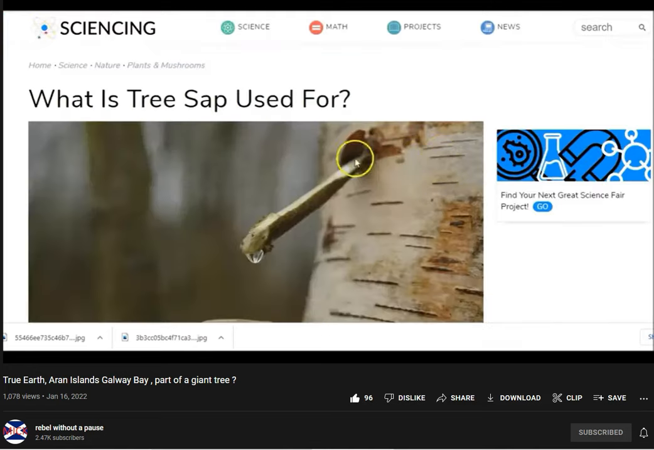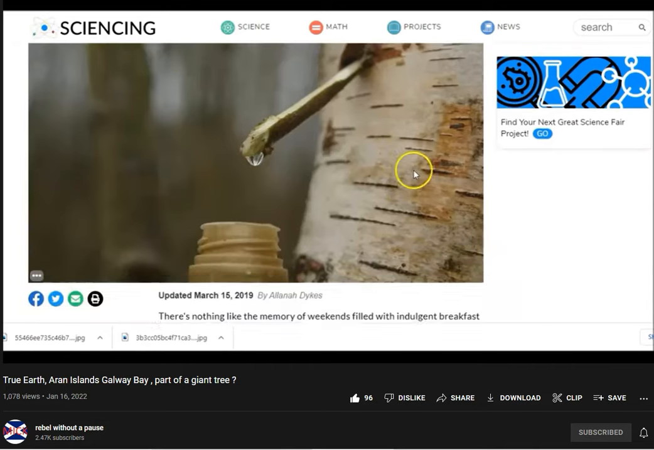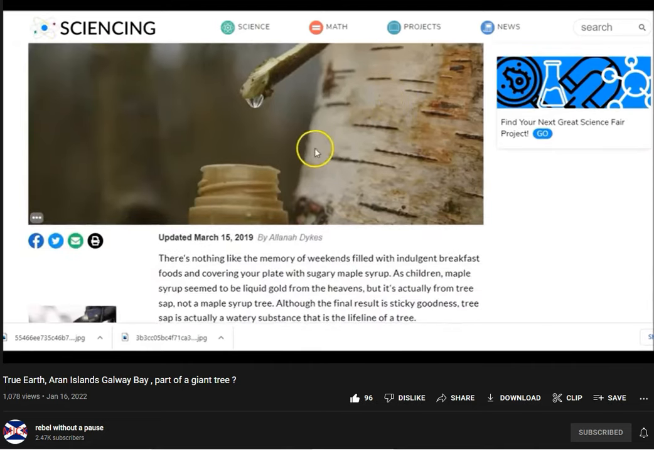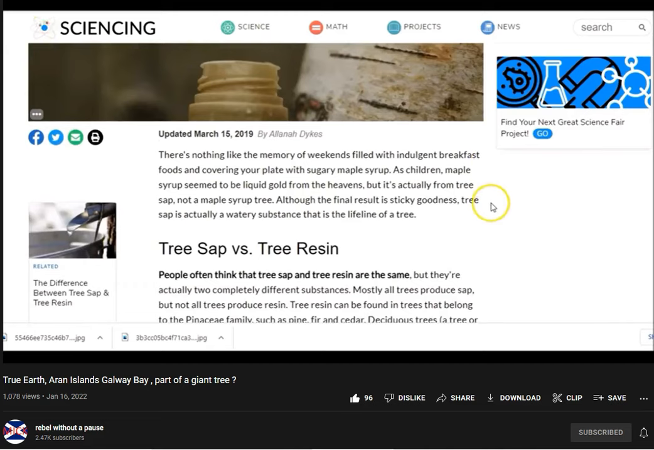What is tree sap used for? This, I believe, is a birch tree being tapped, and there's nothing like the memory of weekends filled with indulgent breakfast foods and covering your plate with sugary maple syrup. As children, maple syrup seemed to be liquid gold from the heavens. But it's actually from tree sap, not a maple syrup tree.